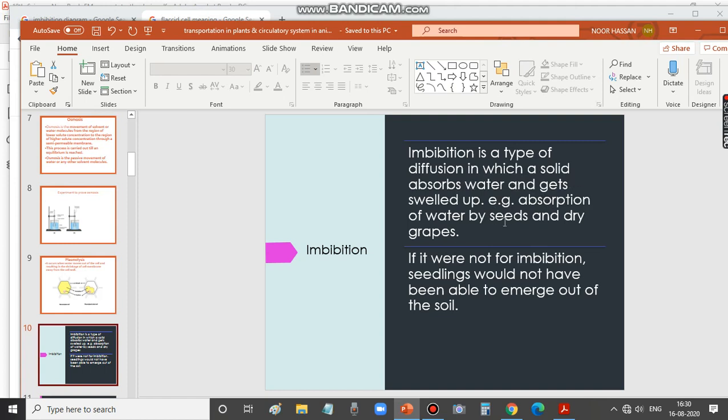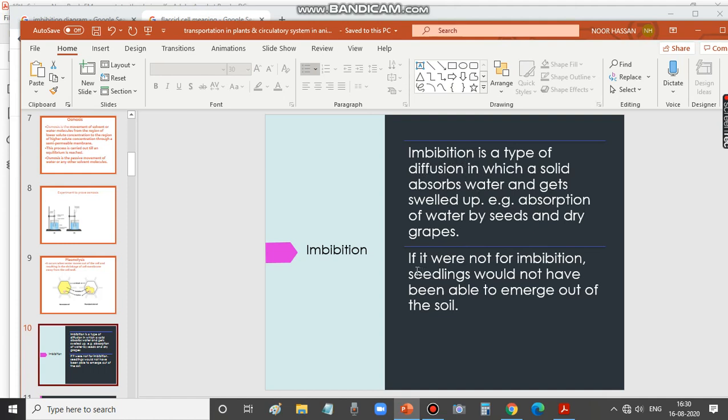Example, absorption of water by seeds and dry grapes. So it's also a very simple process. In our day-to-day activities, you must have seen it also. If dry grapes are put in water, what will happen after some time? Grapes become swollen. That is due to a type of diffusion called imbibition.